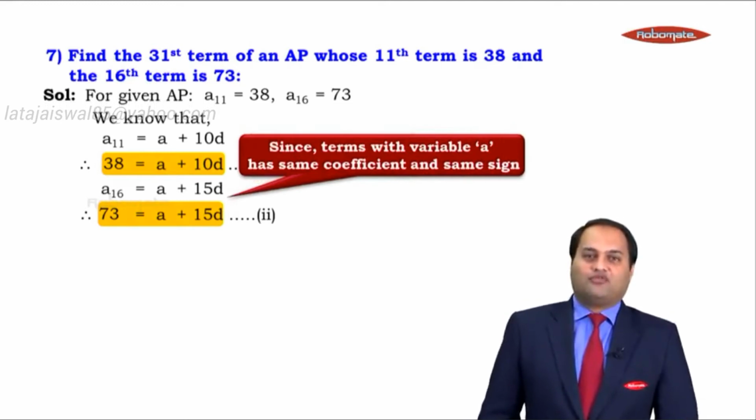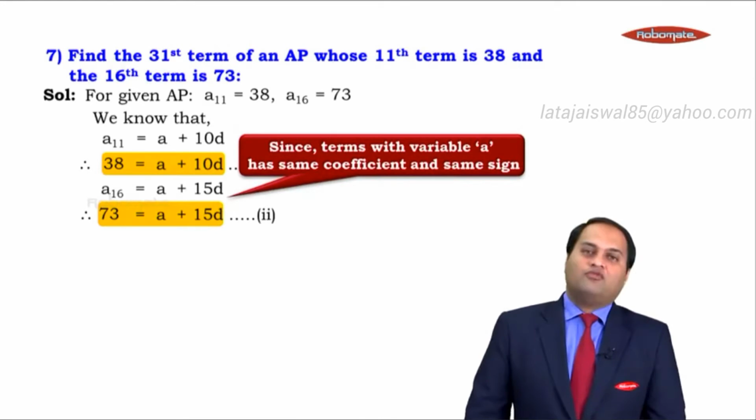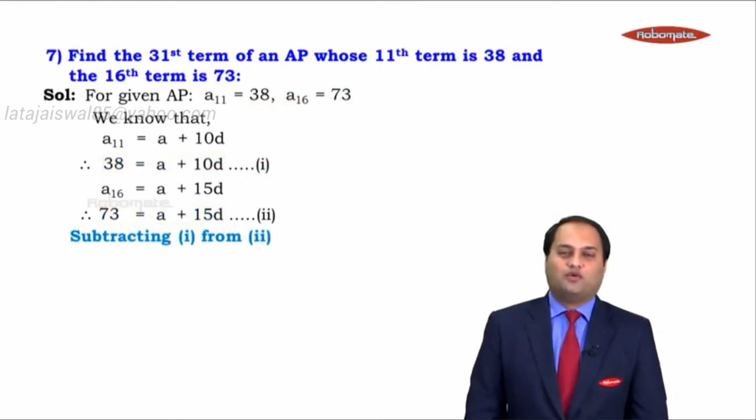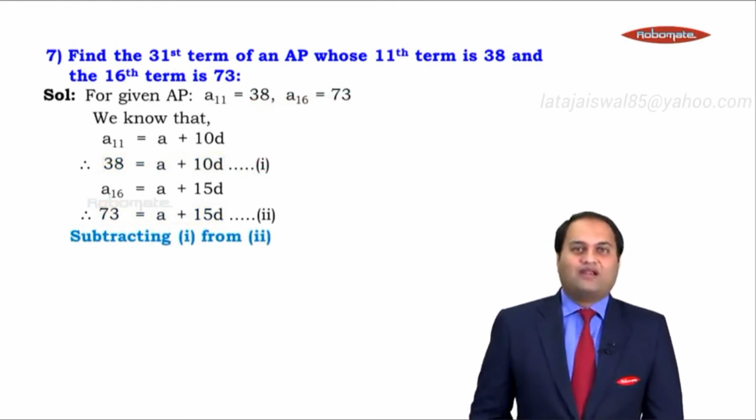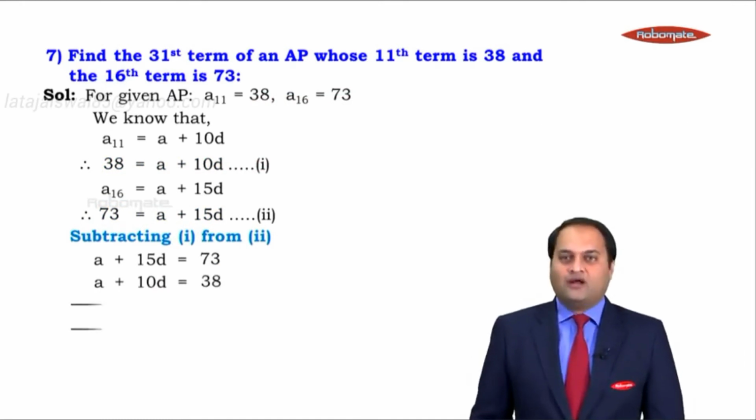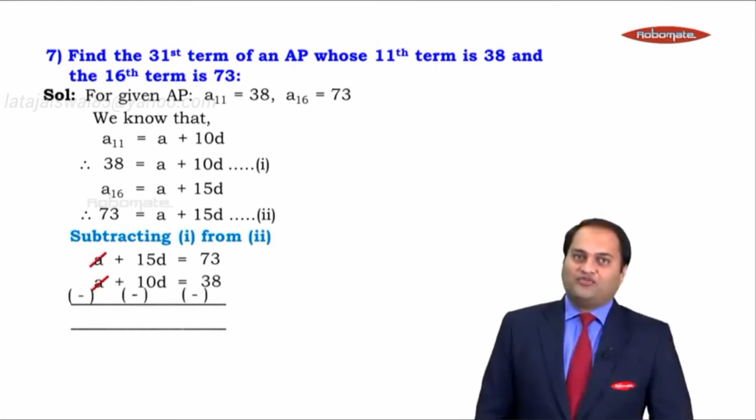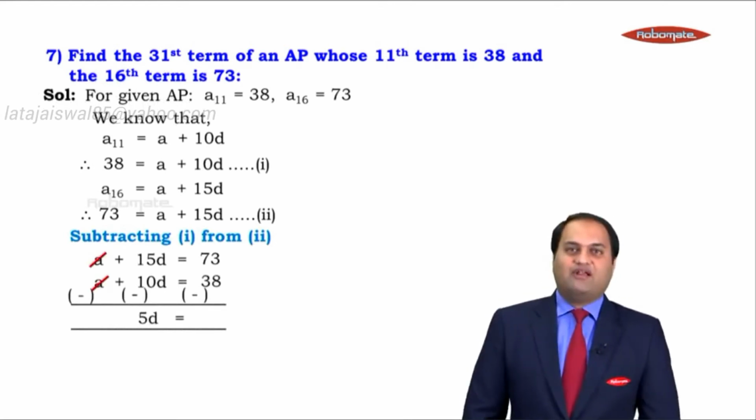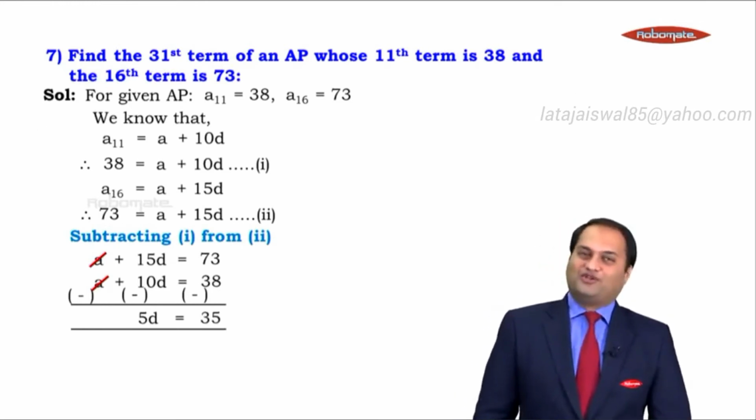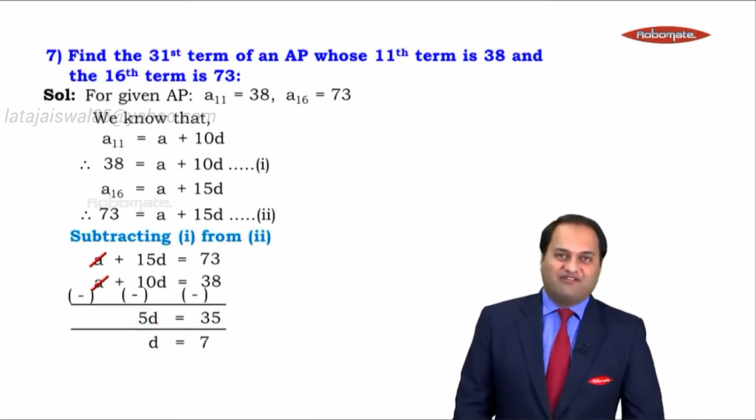To find the values of A and D, since the coefficient of variable A is same, we can always subtract the two equations. So let us subtract the two equations, subtracting equation 1 from 2. When you subtract equation 1 from 2, the second equation comes first, the first equation comes later, and don't forget to change the signs. A minus A gets cancelled, 15 minus 10 is 5D, and 73 minus 38 is 35. 5D is equal to 35, so D is equal to 35 upon 5, which is equal to 7.